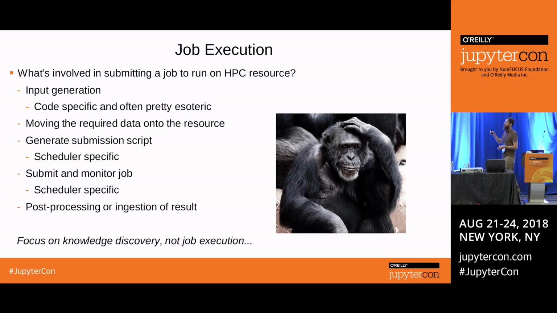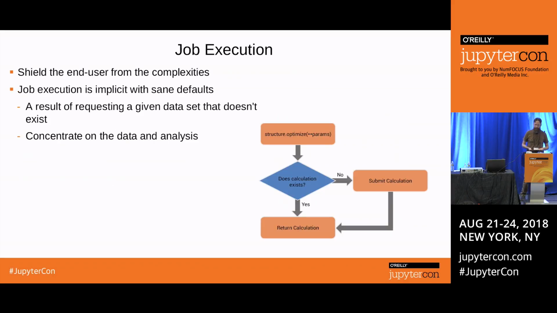And so the takeaway here is that there's a whole bunch of steps that are required in order for you to get your data, but they're not directly related to the actual kind of knowledge discovery that you're trying to do. And so we want users to be able to focus on the knowledge discovery and not on job execution. And so the way we've done that is we try and shield the user from as much of the complexity as we can. We make job execution implicit with sane defaults.